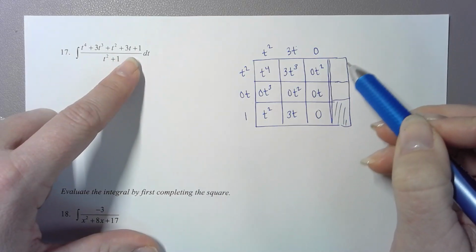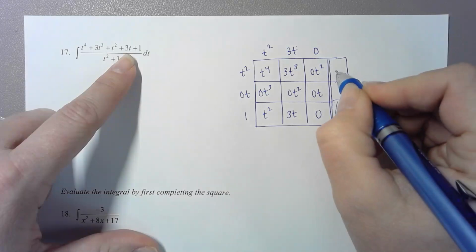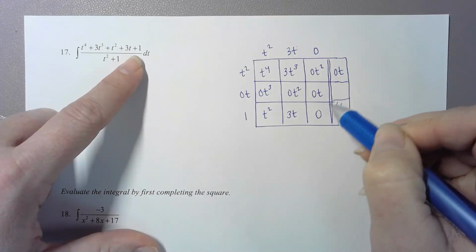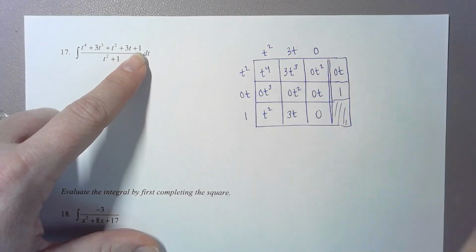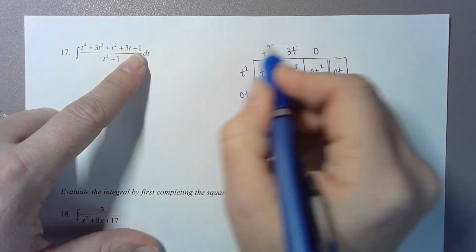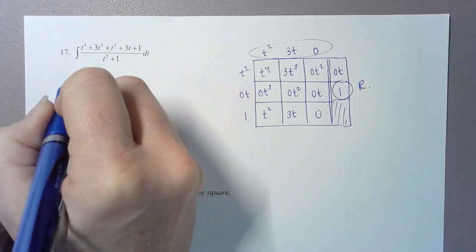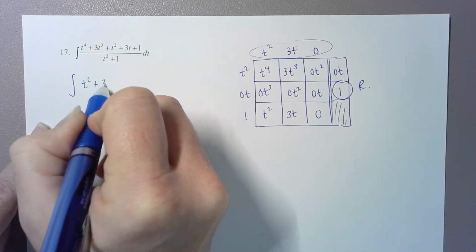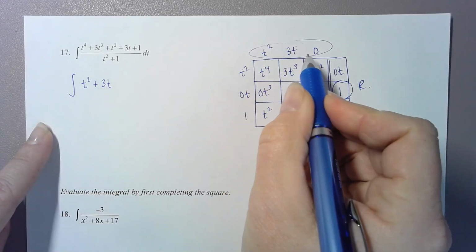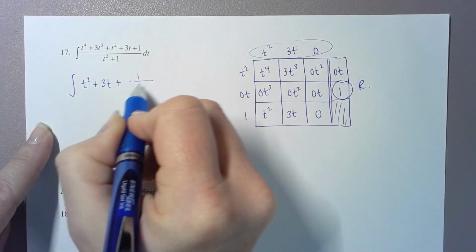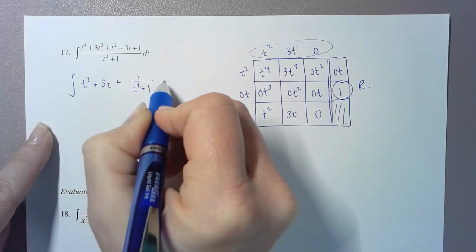All right, let's take a look at this diagonal. Right now I have 3t. I don't need any more t's. That's okay, that's just my remainder. And right now I don't have any constants, but I need a 1. So this fraction can be rewritten as t squared plus 3t plus 0 plus, and my remainder is 1.